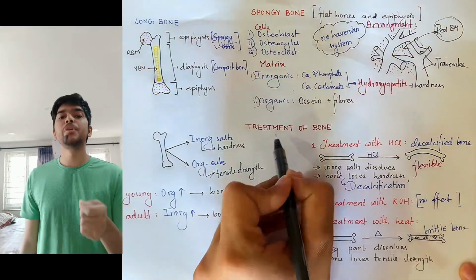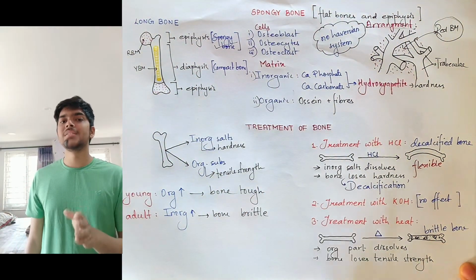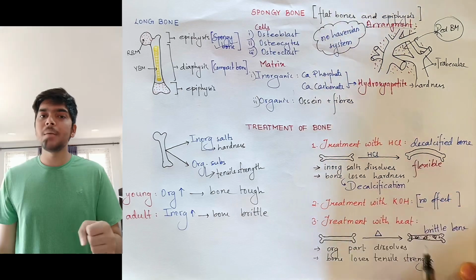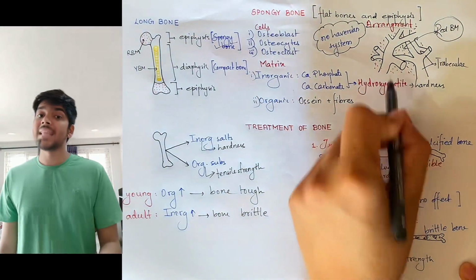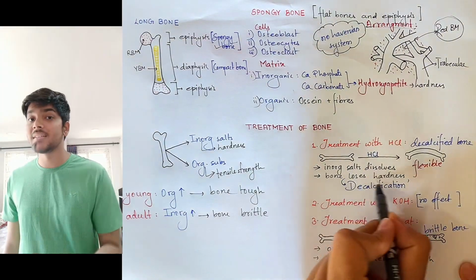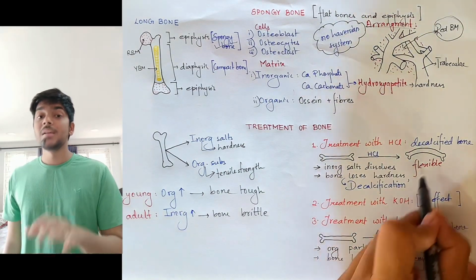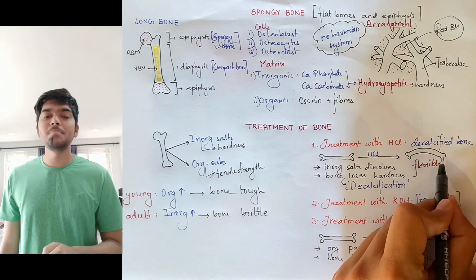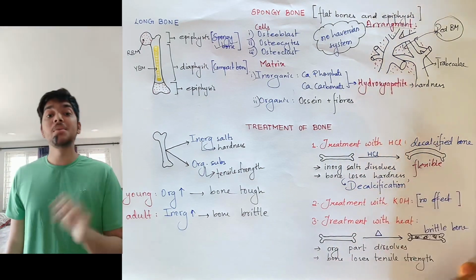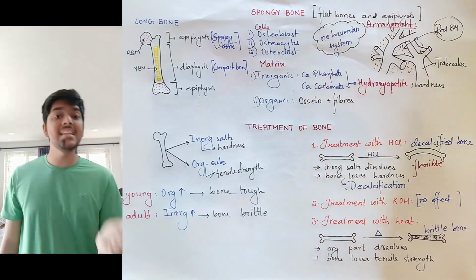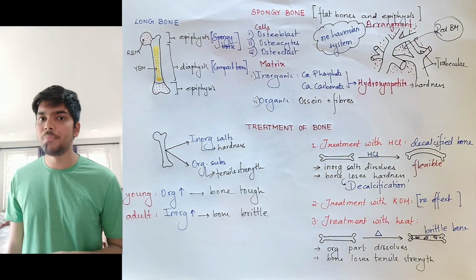Now let's look at treatment of bone. When a bone is treated with HCl, the inorganic part gets dissolved. That is, hydroxyapatite gets dissolved. That is, the bone loses its hardness. That is, the bone becomes flexible. That is, the calcium part has been removed. That is, the bone has been decalcified. That is, the process is decalcification. That is, the end result is decalcified bone.